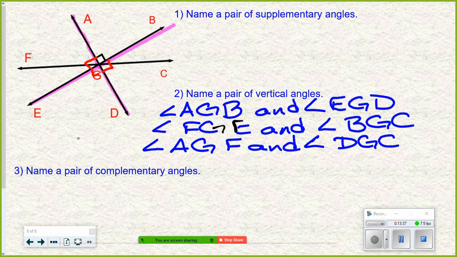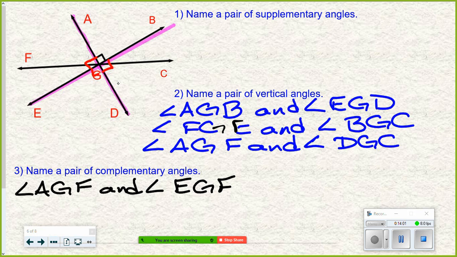All right, so name a pair of complementary angles, two angles that add up to 90. So one pair of complementary angles would be AGF and angle EGF. They have to add up to get 90.